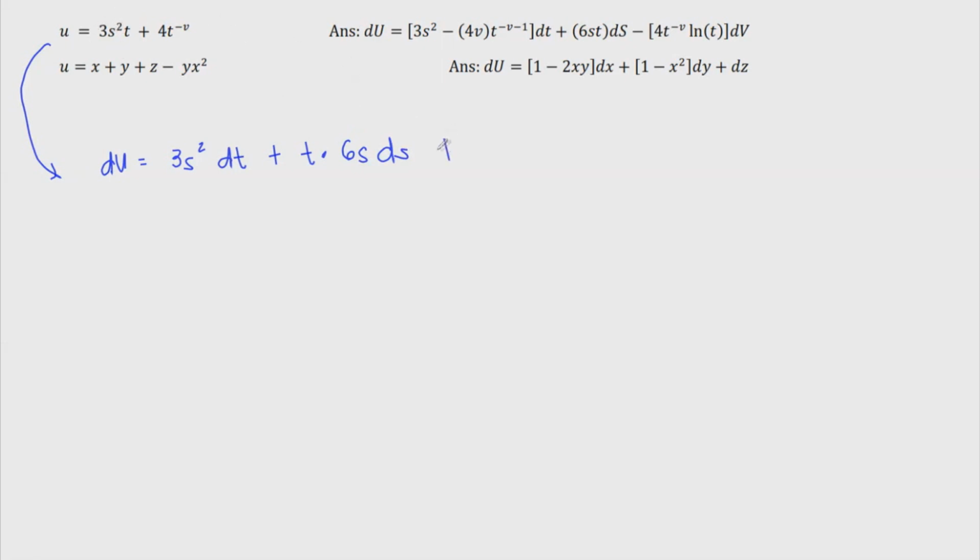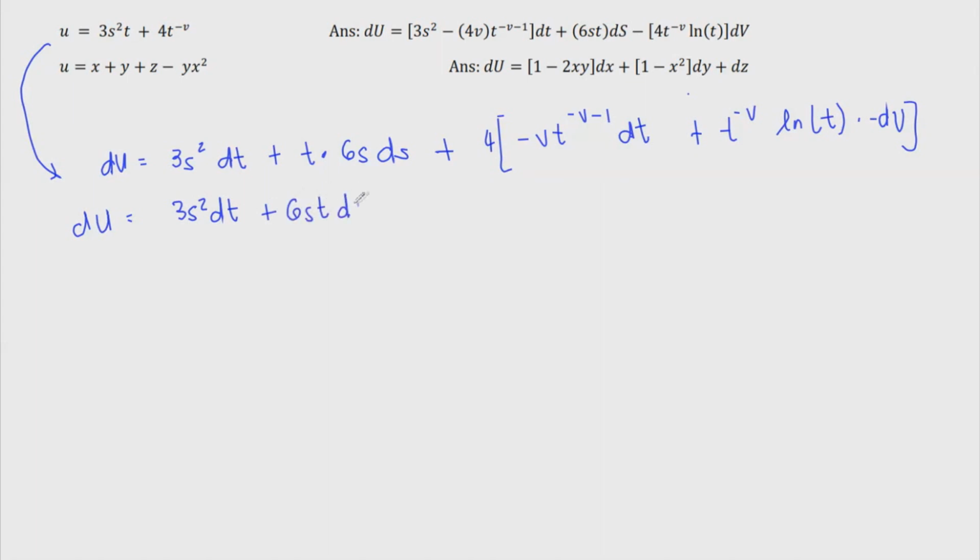And then for the second term, we know that this is some kind of u to the v. So we have 4 times t to the negative v. I'll be using the direct differentiation method. So we have negative v, and then t raised to negative v minus 1, and then the derivative of t is simply dt, and then we add t raised to negative v ln of the base of t, and then the derivative of v is negative dv.